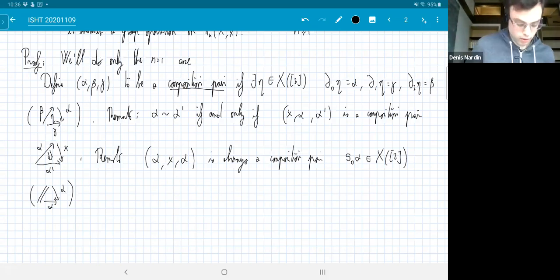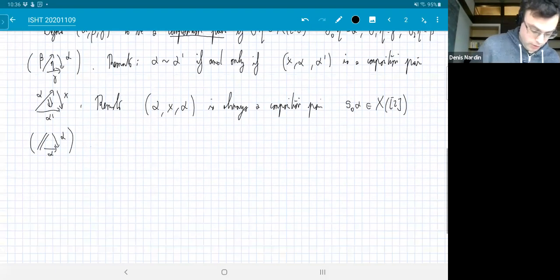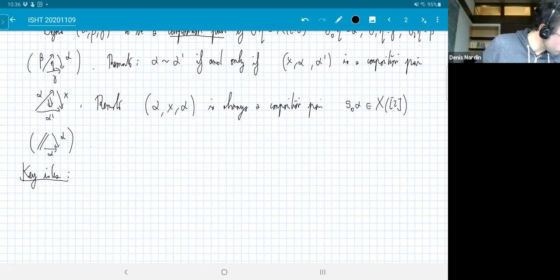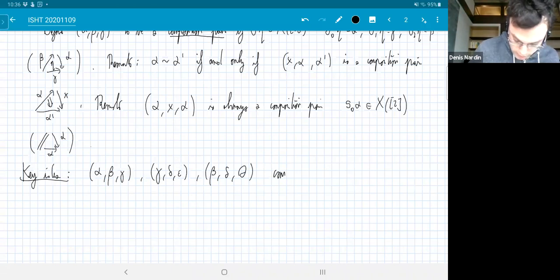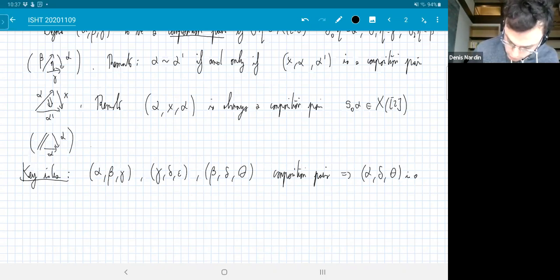So, okay. Now, key idea is the following observation. So suppose you have alpha, beta, gamma, and gamma, delta, epsilon, and beta, delta, theta composition pairs, then alpha, delta, theta is a composition pair.